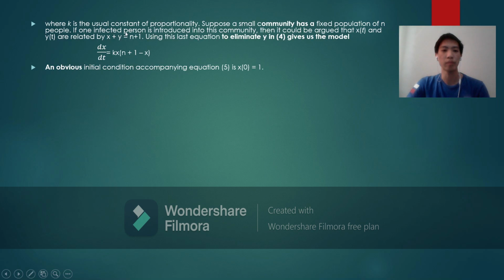Suppose a small community has a fixed population of n people. If one infected person is introduced into this community, then it could be argued that x of t and y of t are related by x plus y equals n plus 1. Using this last equation to eliminate y in equation 4 gives us the model dx over dt equals kx times (n plus 1 minus x). An obvious initial condition accompanying equation 5 is x of 0 equals 1.